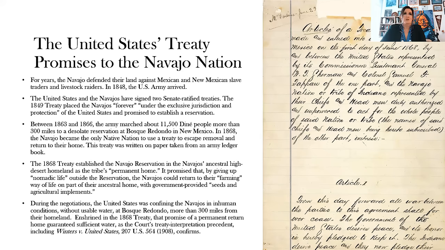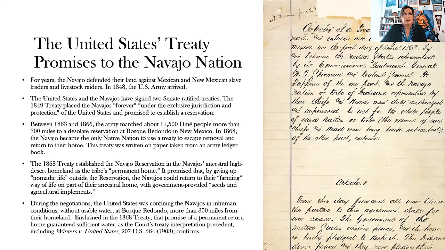Between 1863 and 1866, however, there were intensive hostilities between the Navajo Nation and the United States, and over almost five dozen separate marches, the Army rounded up nearly 12,000 Diné people and marched them more than 300 miles to a desolate reservation at Bosque Redondo in New Mexico. There were very inhospitable conditions there, including very poor water, really inhuman conditions.